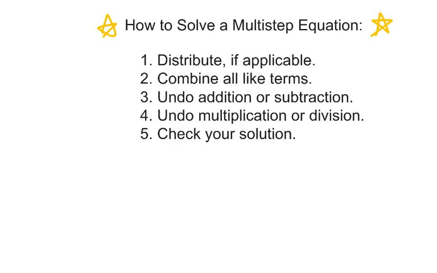Okay, we're now going to talk about how to solve multi-step equations. There are a few steps that we need to do when solving a multi-step equation. The first is to distribute if applicable, which means if there are parentheses in multiplication, we do that first. Always distribute first. If there are no parentheses and no distributive property, then you can skip step 1 and move on to step 2. Step 2 is to combine all like terms.